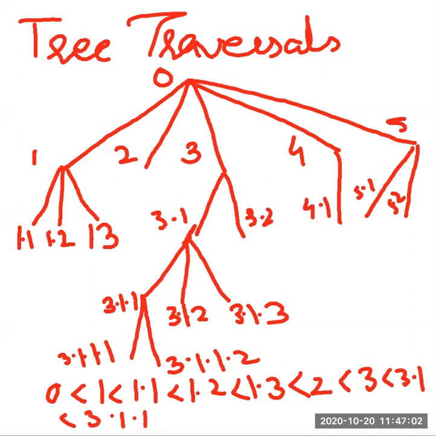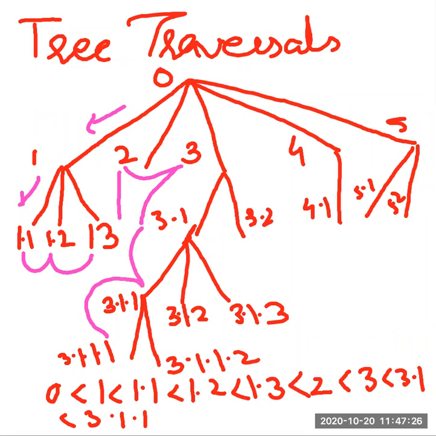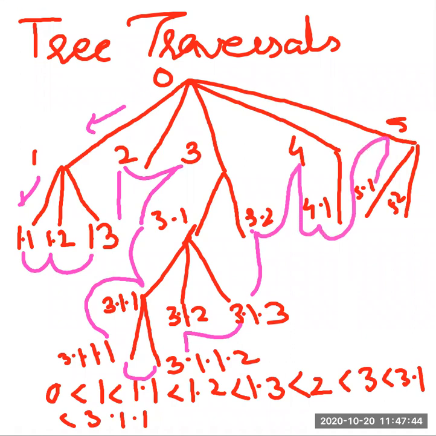Visiting every vertex of the tree is nothing but a traversal. So from 0 I go to 1, from 1 to 1.1, 1.2, 1.3, from 1.3 I go to 2, from 2 I go to 3, then 3.1, 3.1.1, 3.1.1.1, 3.1.1.2, 3.1.1.3, 3.1.2, then 3.2, then 4, 4.1, 5, 5.1, 5.2, and back to the root of the tree. So this is called a traversal.